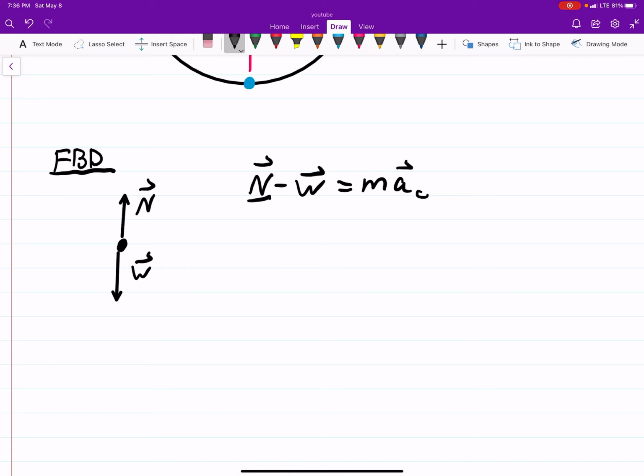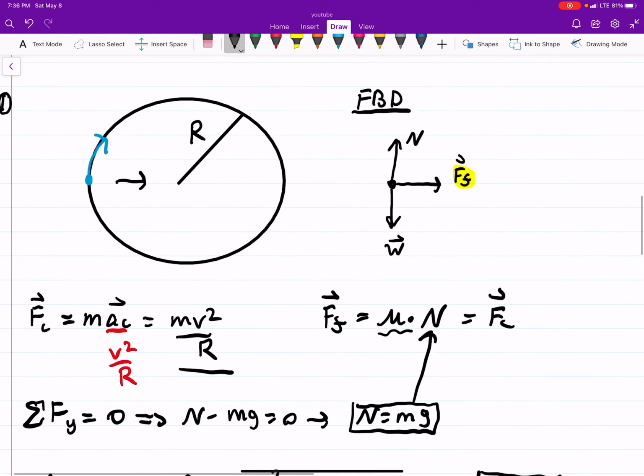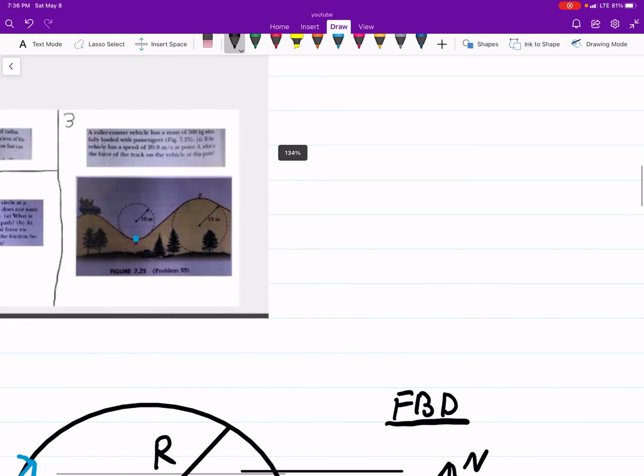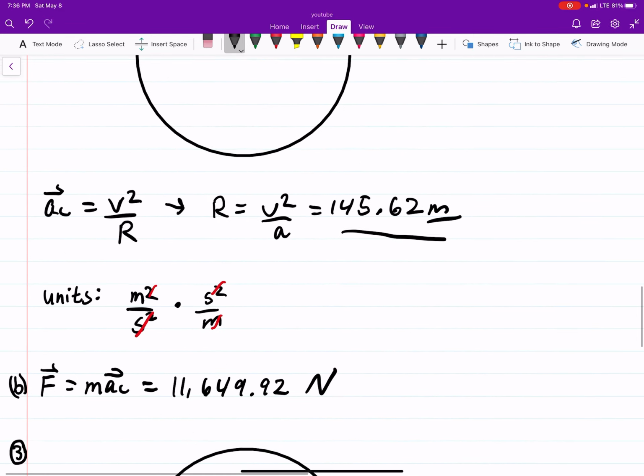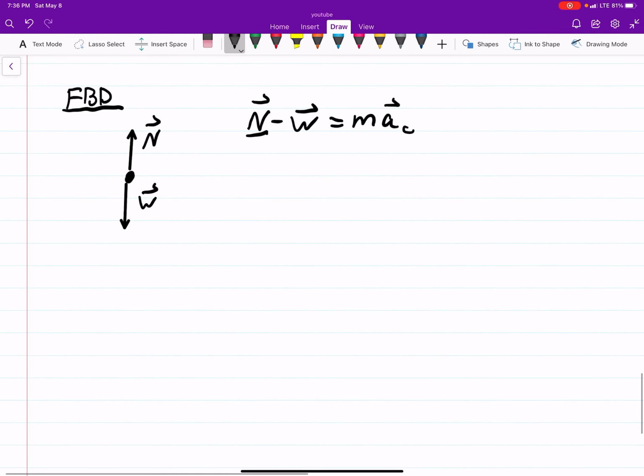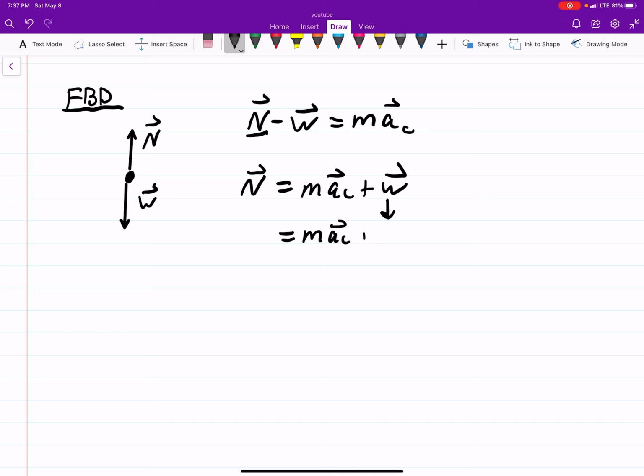Now the normal force is just the force from the track onto the cart. And that's what they want. They want the force of the track on the vehicle. So then the normal force, what we're looking for, is mass times centripetal acceleration plus the weight force. Now we know that this is just plus mg.